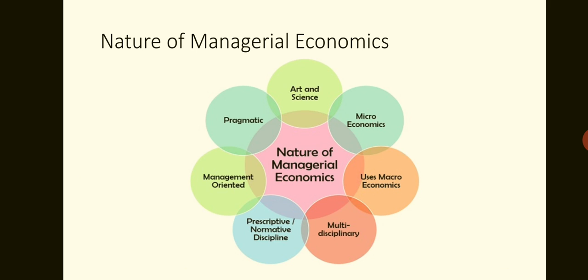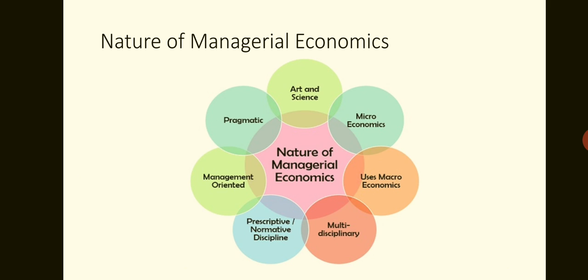Next, it uses macroeconomics. What is macroeconomics? Macroeconomics is a study of the whole economy. A whole economy consists of the nation's economy, international economy, our state's economy, economic environment. So the state's economic environment, the nation's economic environment, the international economic environment, all are affecting our business. So it uses macroeconomics, but managerial economics comes under microeconomics.